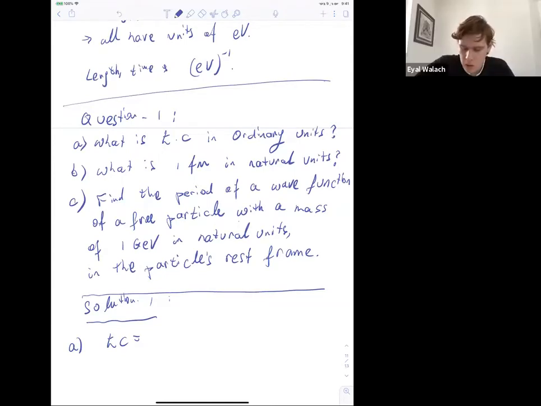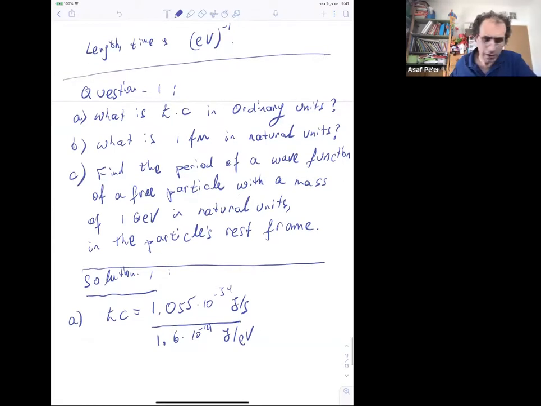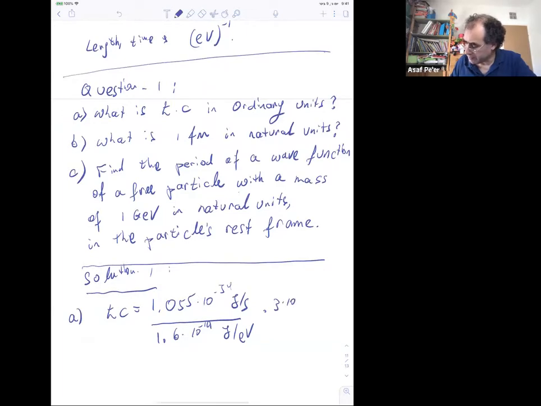1.055 times 10 to the minus 34, plus, but this is in joule seconds, and we need to convert it to ordinary units. Well, what I would do, I would divide it by 1.6 times 10 to the minus 19 joules per electron volt, and that is multiplied by 3 times 10 to the 8 meters per second.